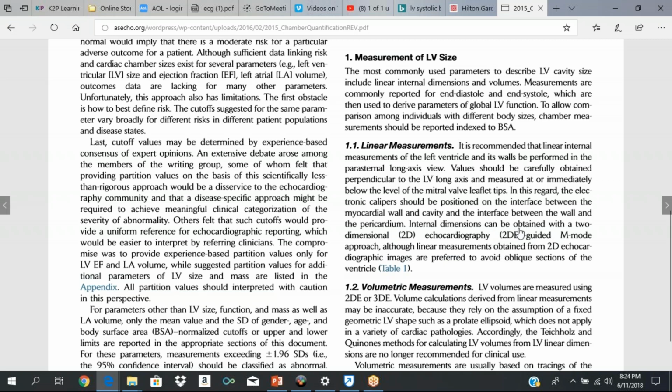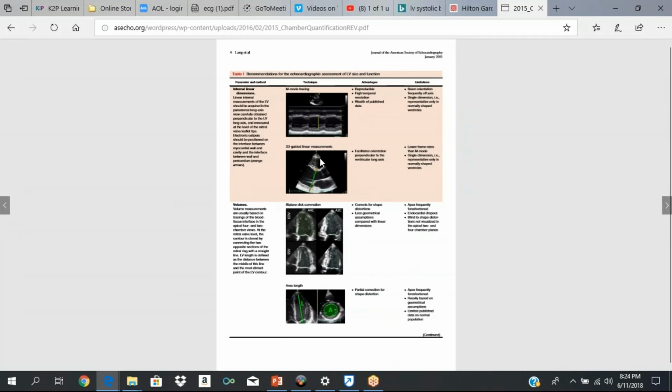And that's your two-dimensional measurements. Okay. Well, when you're doing your M mode, we're not teaching M mode yet, but you need to have a little bit of idea what we mean by that.